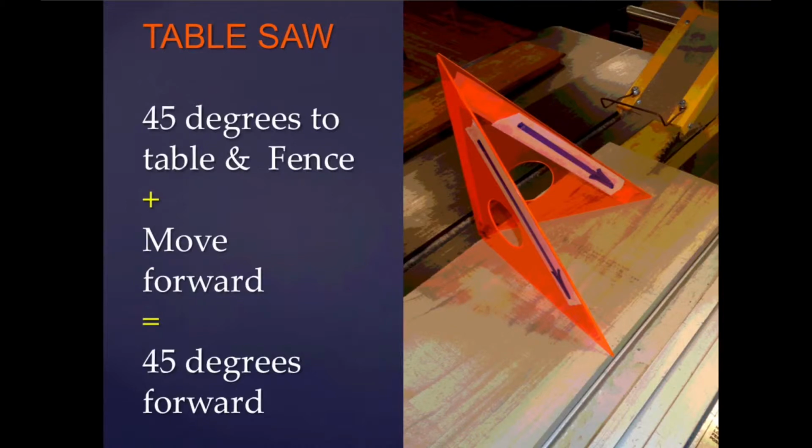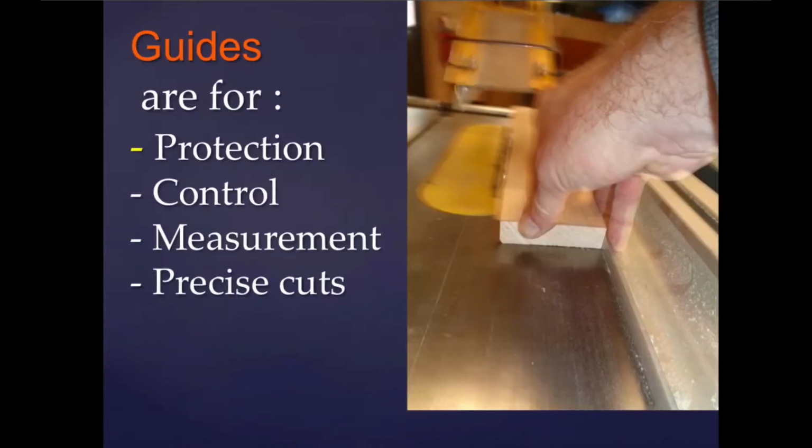Now that you know the physics, take a look at the video another time and see if it makes sense. And keep in mind what the guide is for. In narrow cuts, you'll see this guide has a place for my fingers to go. Notice my thumb is pushing the board in and my fingers above that are holding it down. Protection, control, measurement, and precise cuts are the reason for the guides.